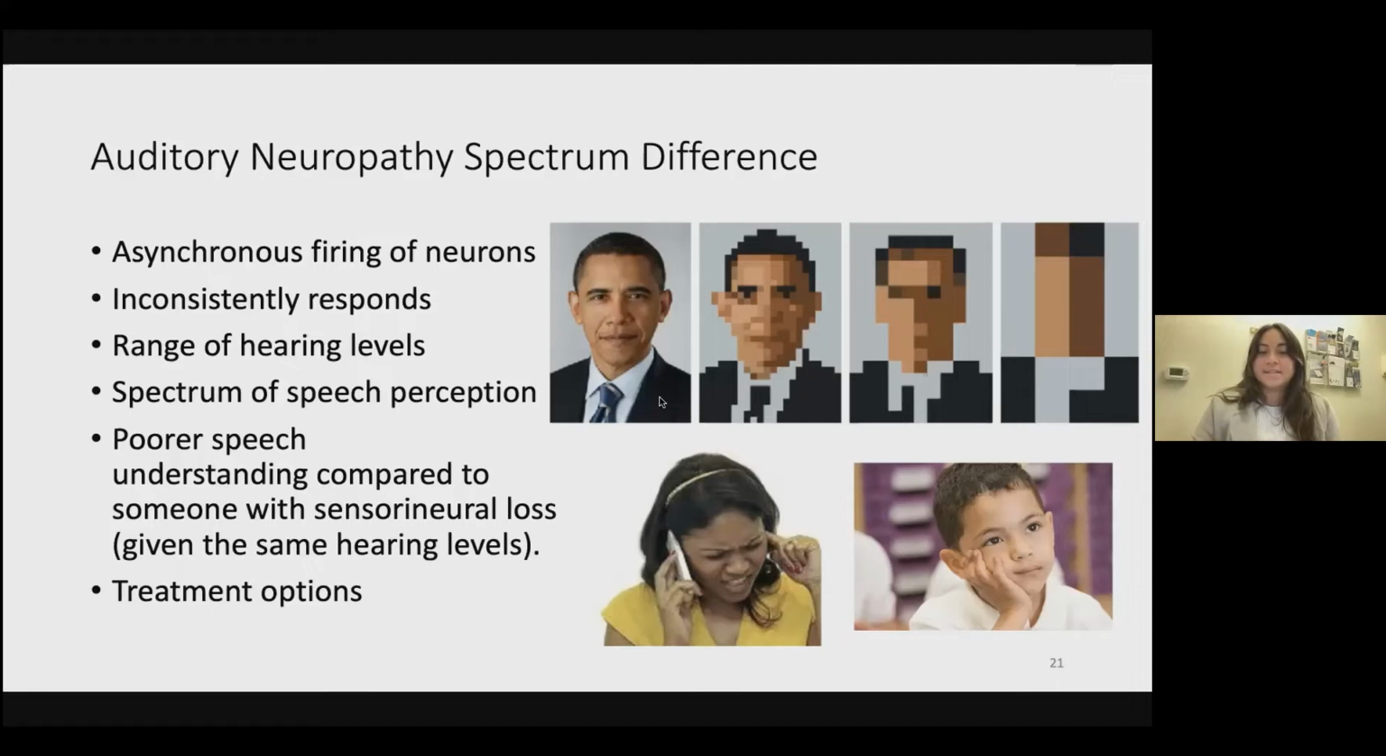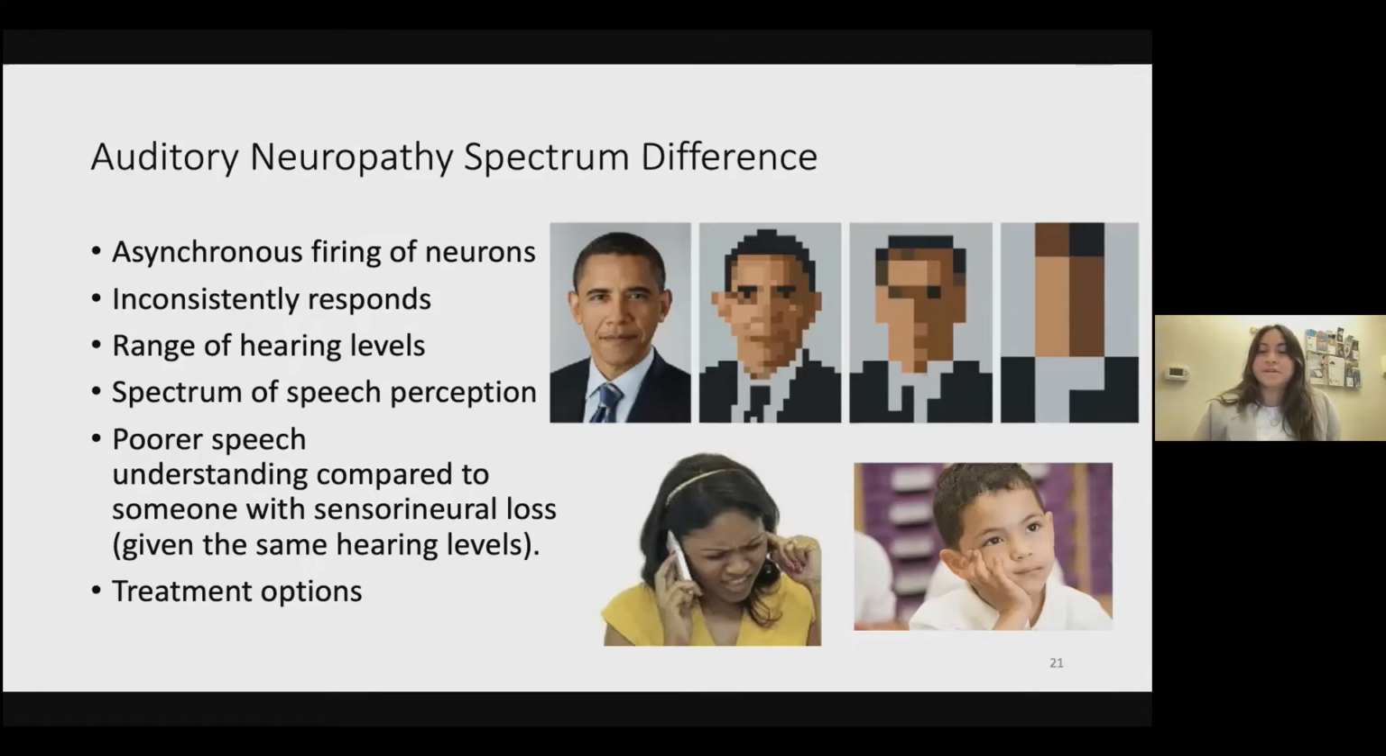But as the dyssynchrony of the neurons increases, so as they start to fire less and less together, the clarity of that speech signal is going to degrade and just be very unclear. Auditory neuropathy typically occurs in both ears in about 80 to 90% of people, but it can be unilateral. The degree of the hearing difference that it results in varies significantly depending on the level of asynchrony.